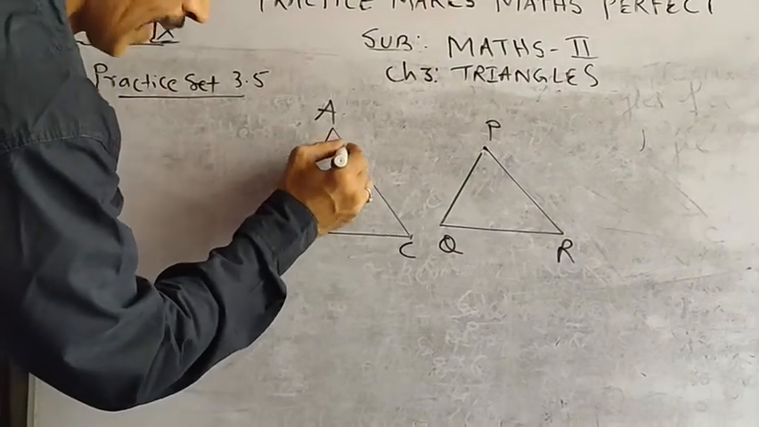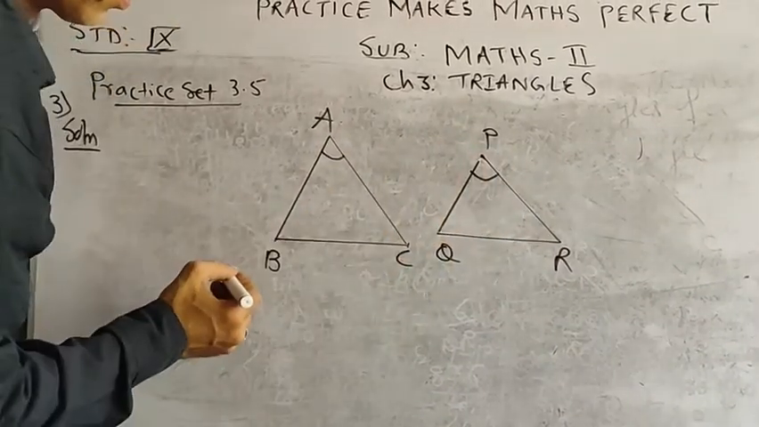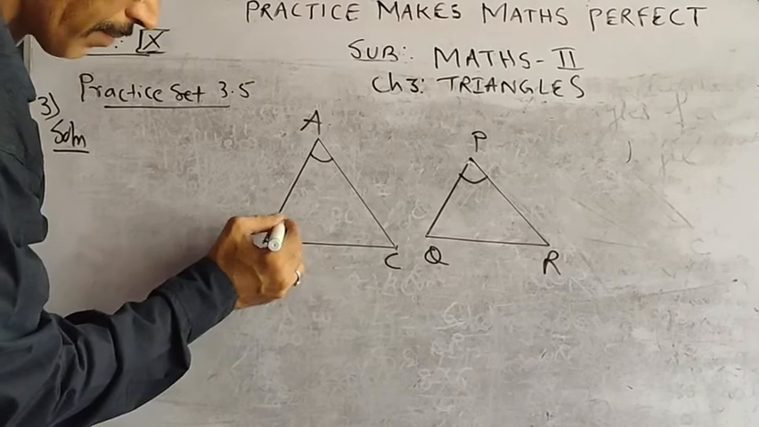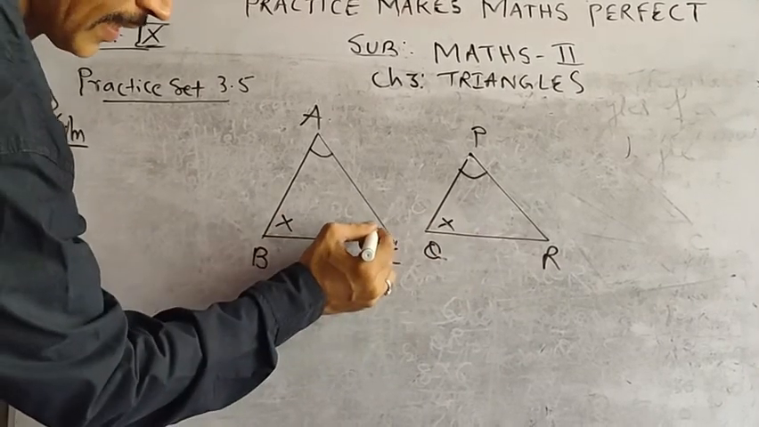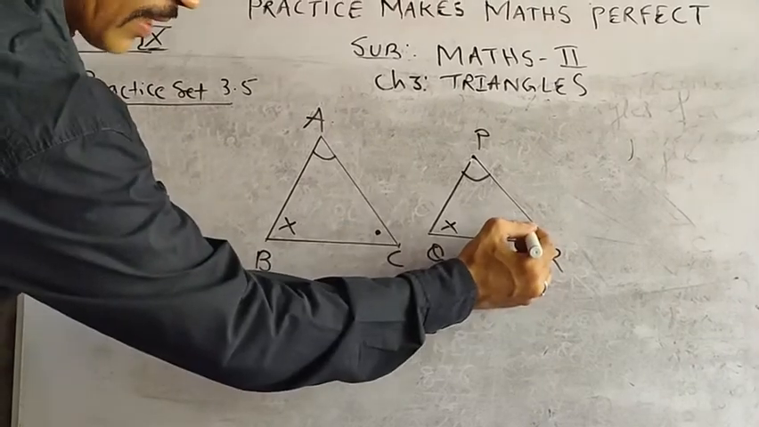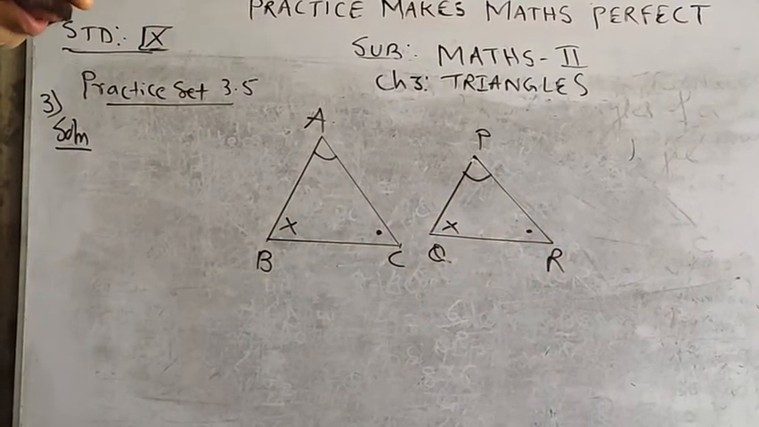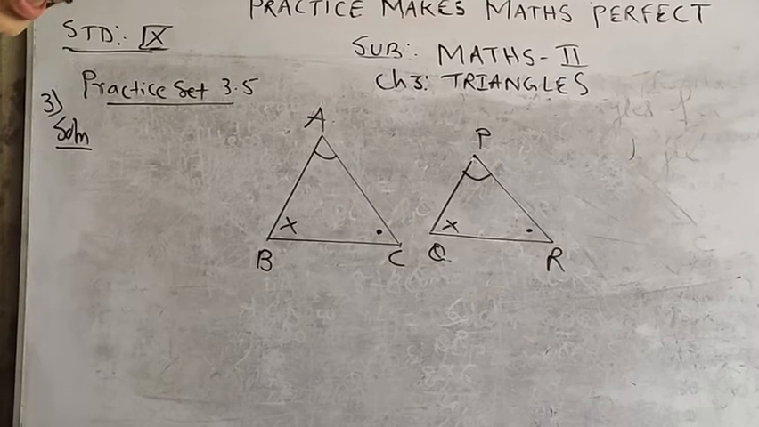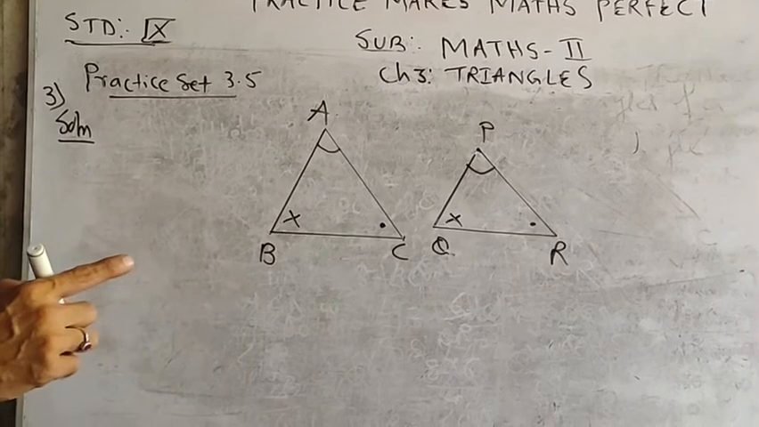So angle A corresponds to angle P, then angle B corresponds to angle Q, then angle C corresponds to angle R. So we showed it like this, with a sign. And show the length of the corresponding sides by number. You have to show the length of the corresponding sides by number.